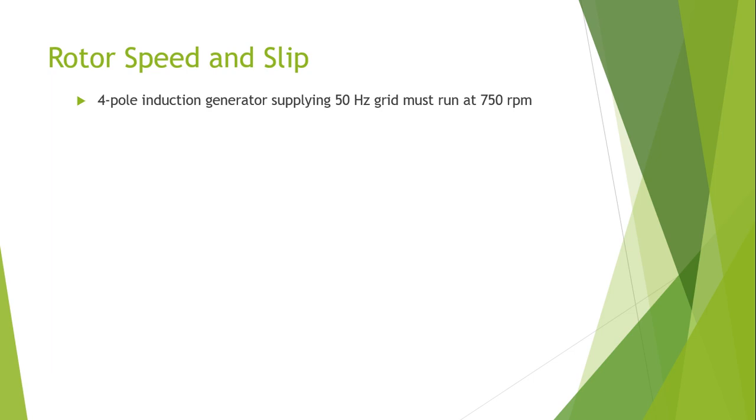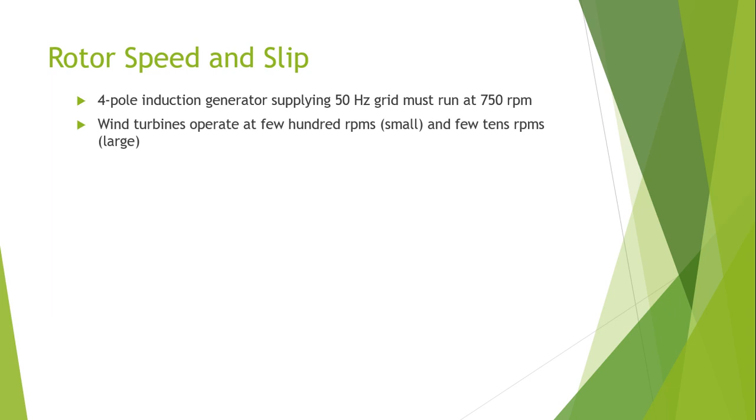A four pole induction generator supplying 50 hertz must run at 750 revolutions per minute, and wind turbines operate at a few hundred RPM for small ones and a few tens of RPM for large ones. The gearbox converts the low speed to high speed. This is done via a gear mechanism in the box, where we have already studied that there were three stages in the gearbox: the low speed, the high speed, and the intermediate speed.